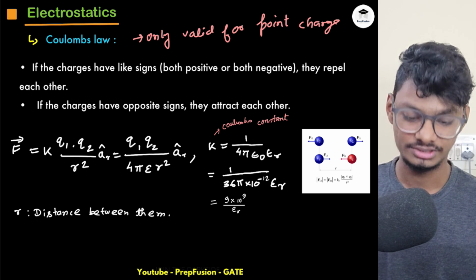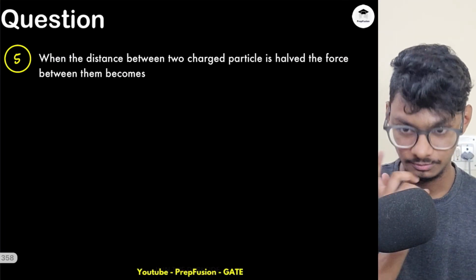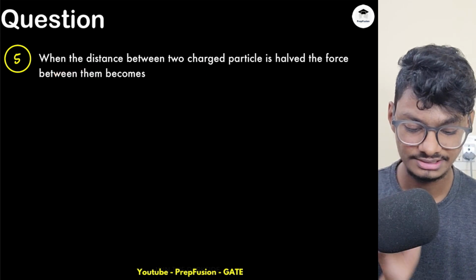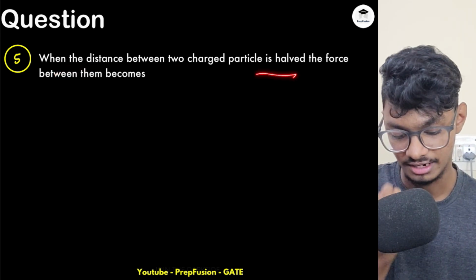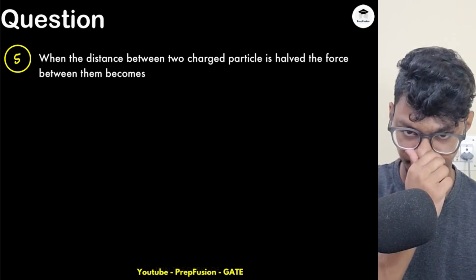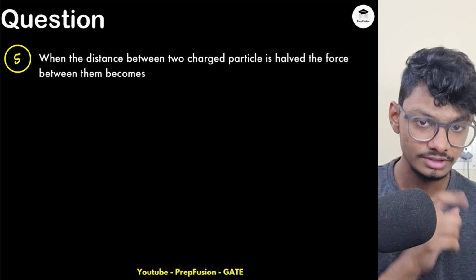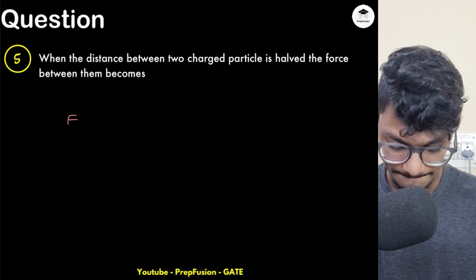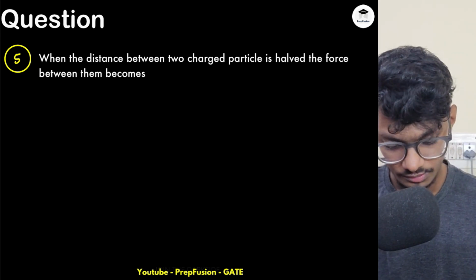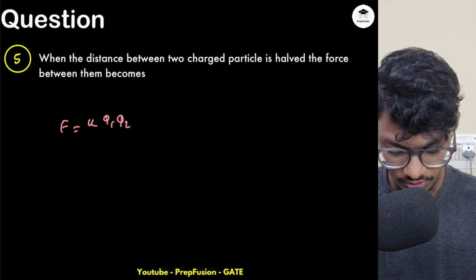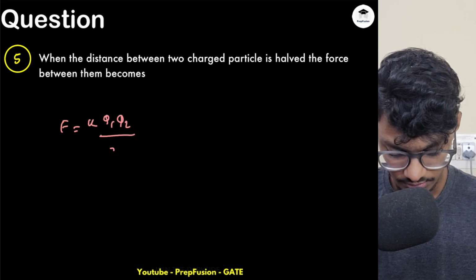So that is about Coulomb's law and direction. So let's do a basic question on this. If the distance between two charged particles is halved, the force between them becomes what? Distance is halved. So initially my force was K Q1 Q2 by R square.